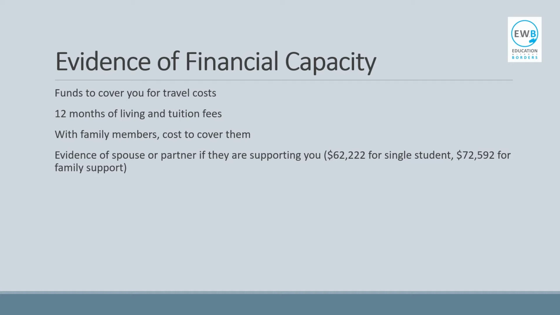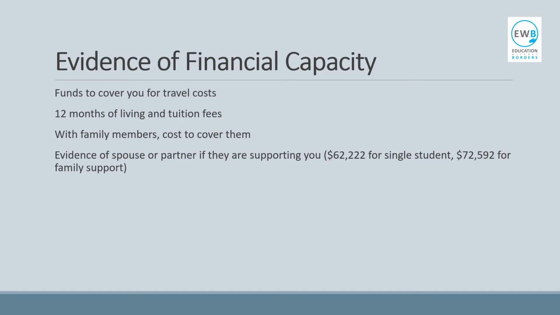So generally, potential students tend to come out to Australia on their own because of the cost of the burden. It is possible, but you need to also consider how much money you have available to you. So let's say, for example, if you happen to be coming out by yourself and you have a spouse or partner that is sponsoring you, they need to demonstrate that they have at least $62,222 available to them in order to be able to sponsor you as an international student.